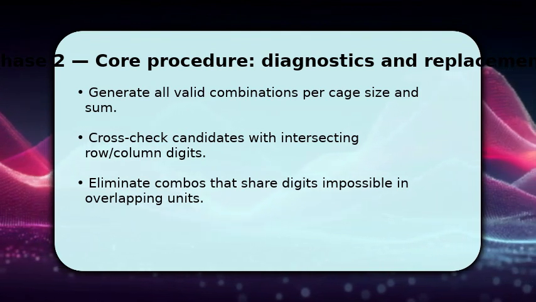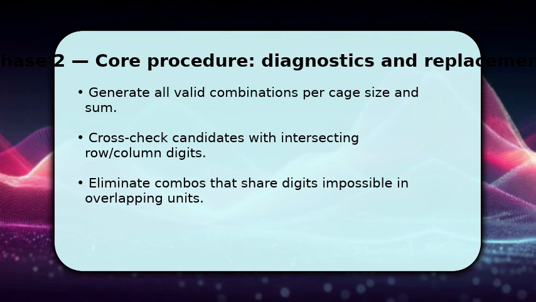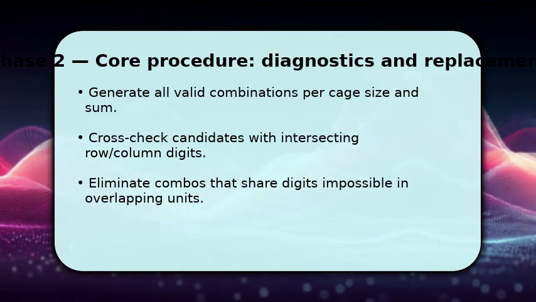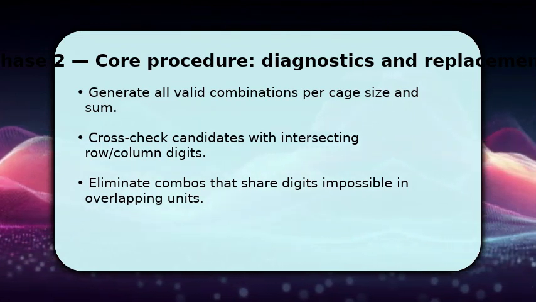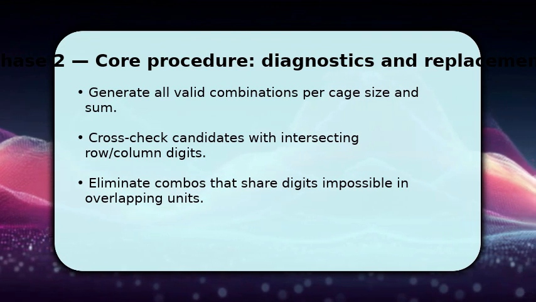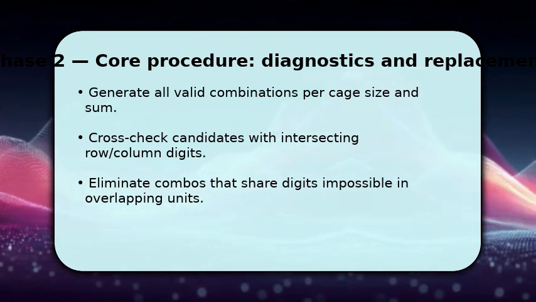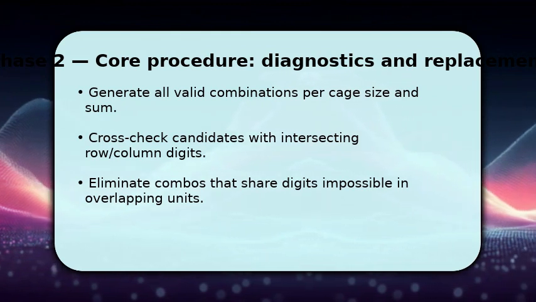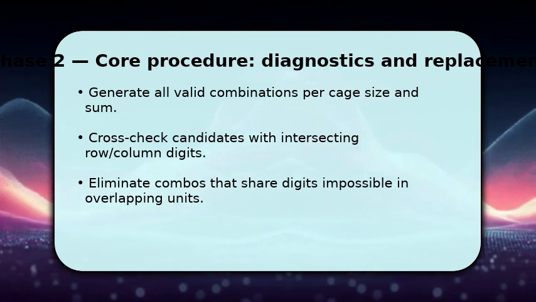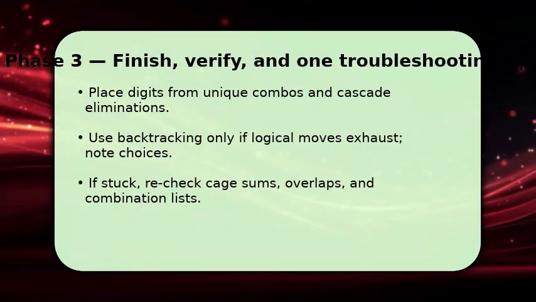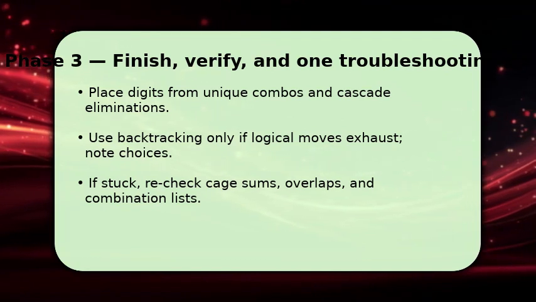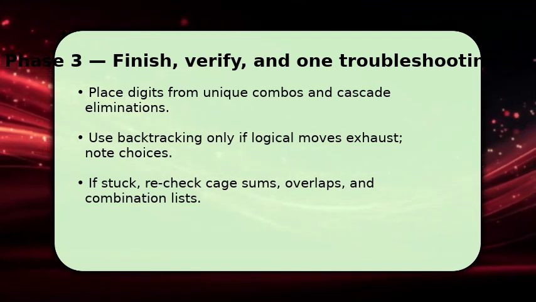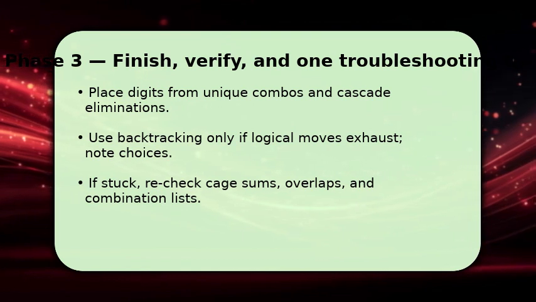If a cage's combination requires a digit already excluded by the row, remove that combination. Make sure to eliminate any combination that forces duplicate digits in a standard 1-9 unit. Once a combo is unique, convert its digits into firm placements and update neighbors immediately. Finish by placing digits that emerge from unique combinations and let those placements cascade through adjacent cages and units.